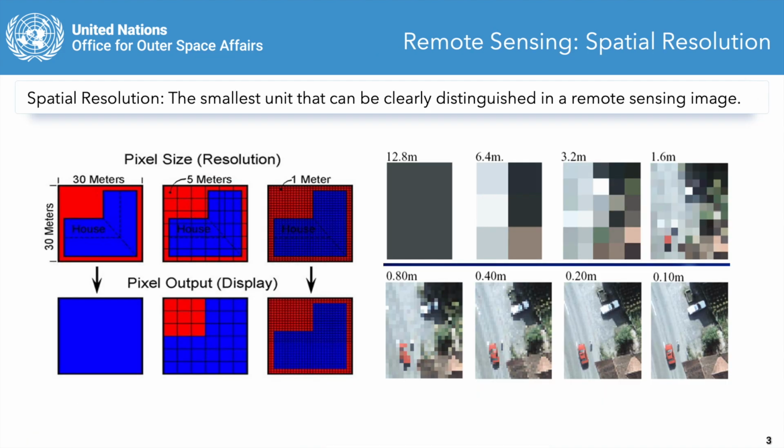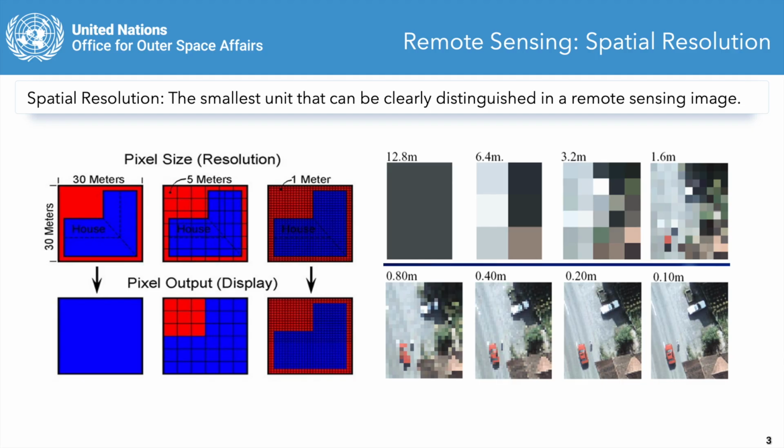Here we introduce the concept of spatial resolution. Spatial resolution refers to the smallest ground unit that can be clearly distinguished in a remote sensing image. It is often expressed as ground resolution, pixel resolution, or ground sampling distance. In simple terms, it tells us how much real-world ground area is represented by one image pixel.